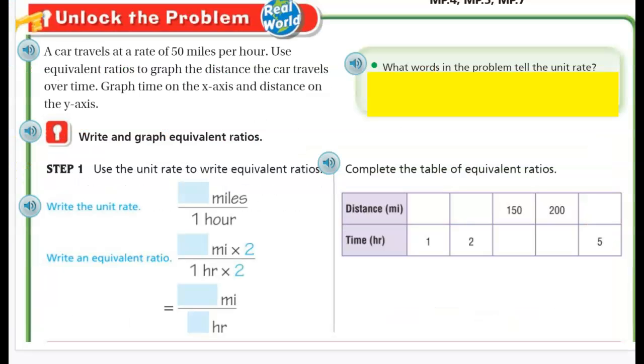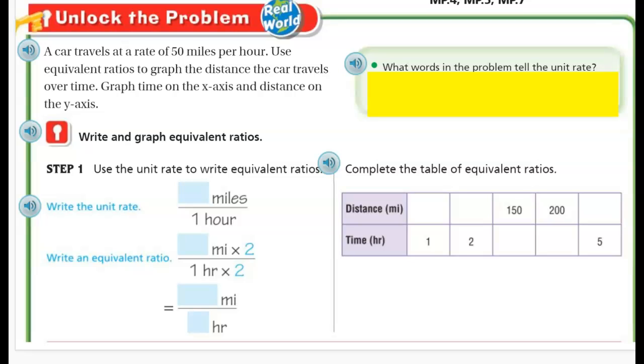In order to do some writing, I have created a series of slides that I can type in. So first we are doing the unlock the problem. A car travels at a rate of 50 miles per hour. Use equivalent ratios to graph the distance the car travels over time. Graph time on the x-axis and distance on the y-axis.